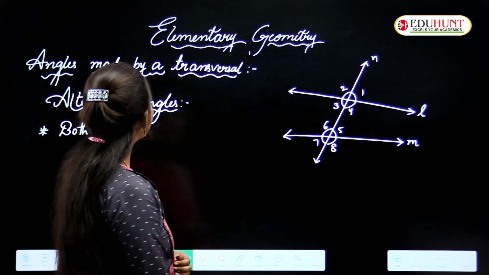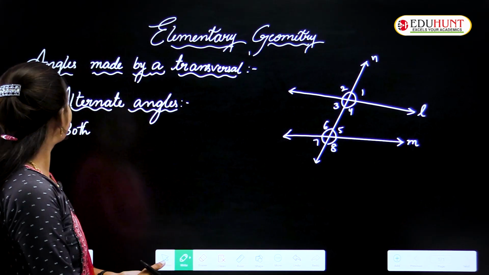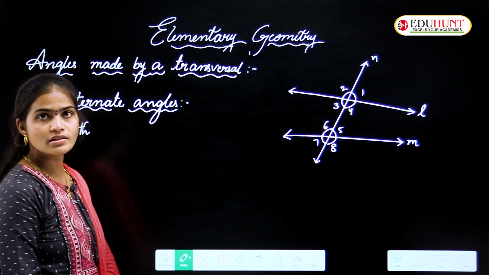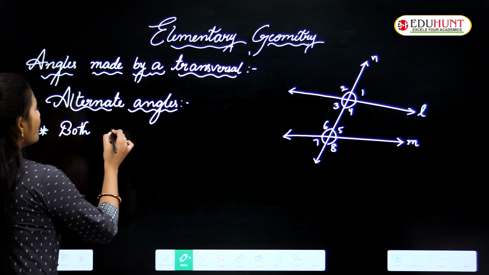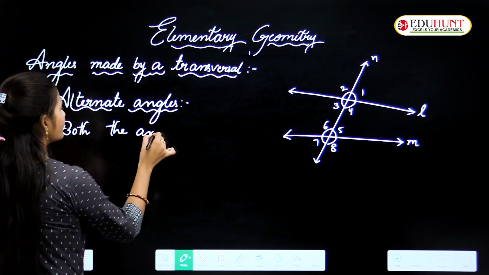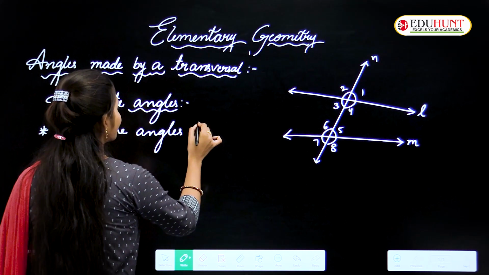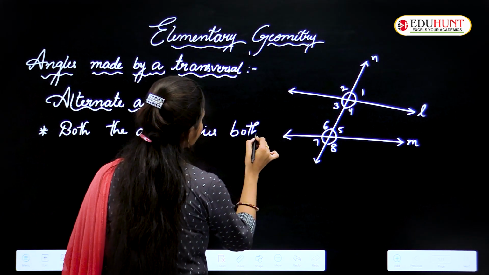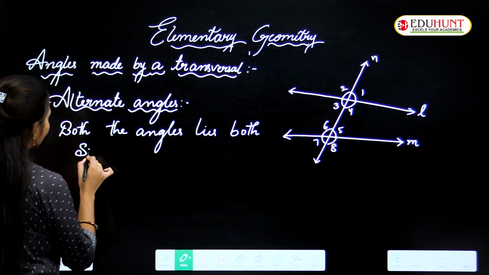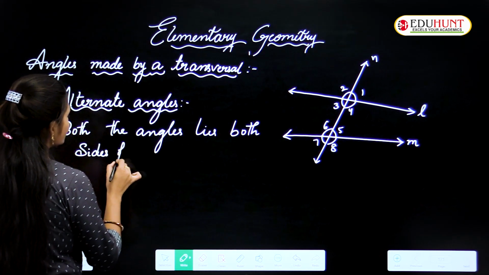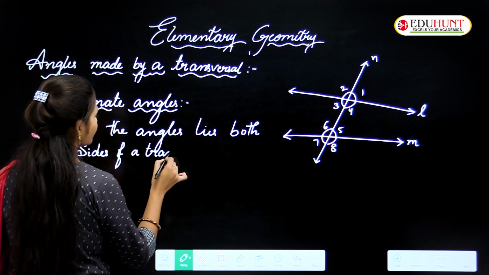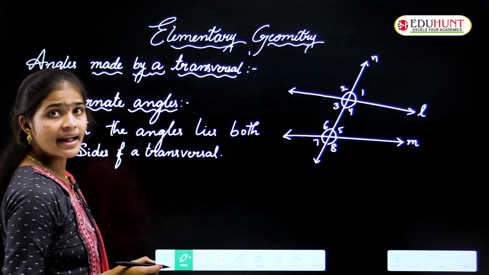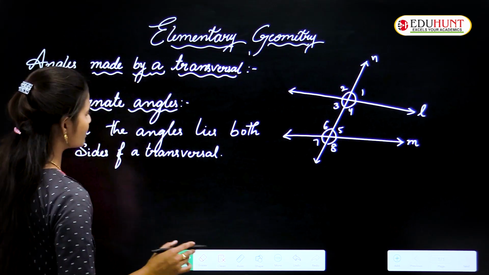Here next one, angles made by a transversal. Here next one is alternate angles. Okay, here also we need to follow some instructions. The first one is, both the angles lie on both sides of a transversal. Here angles must lie on both sides of a transversal.